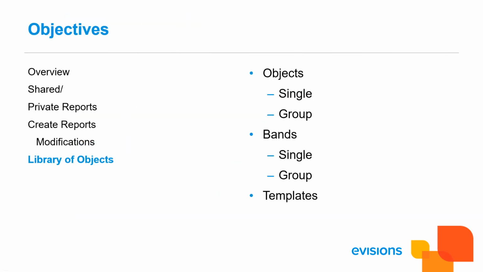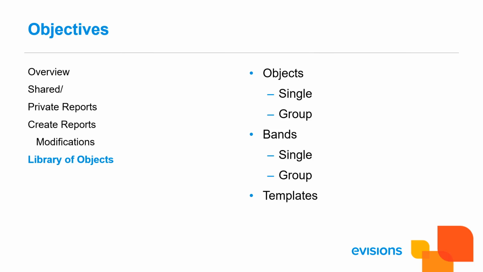The next topic I want to cover is the library of objects. We added the logo object to our report by retrieving it from the library. Now I want to show you how to add objects to the library. We have created our report almost completely from scratch, but there are many elements on our report that we would probably want to use time and time again.